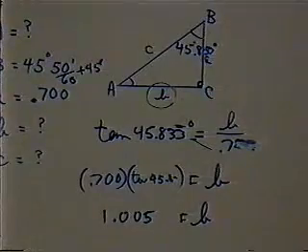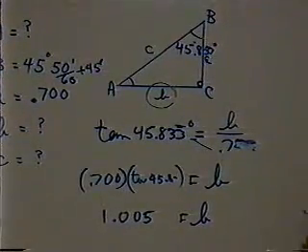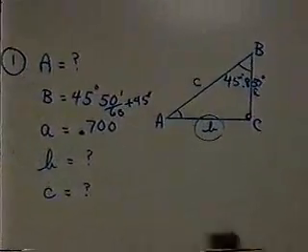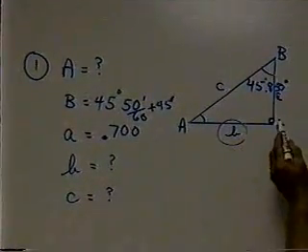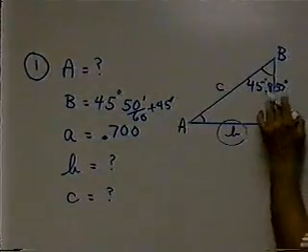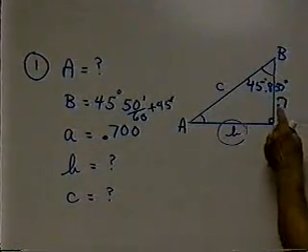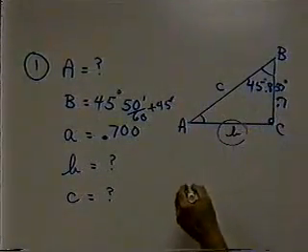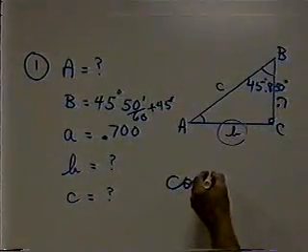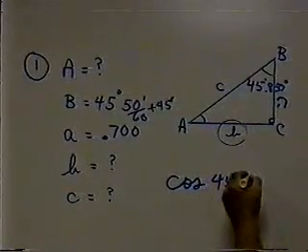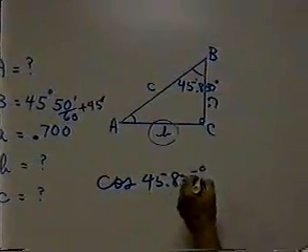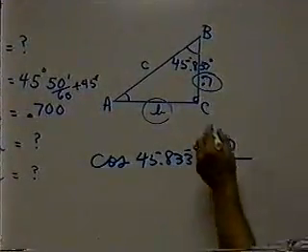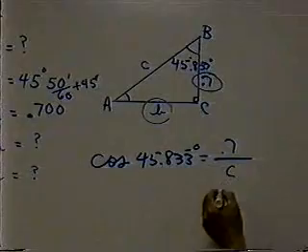All right, now we want to find side C. I'll erase this and we'll look at finding side C. Let's do the shortcut. We know this to be 0.7, so we have adjacent and hypotenuse. Well, that's cosine. So the cosine of 45.833 degrees is the side adjacent, which is 0.7, over the hypotenuse, which is C.